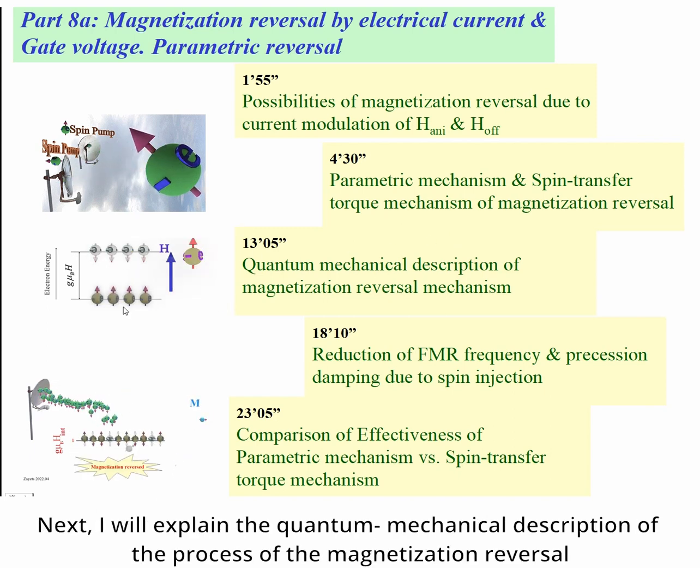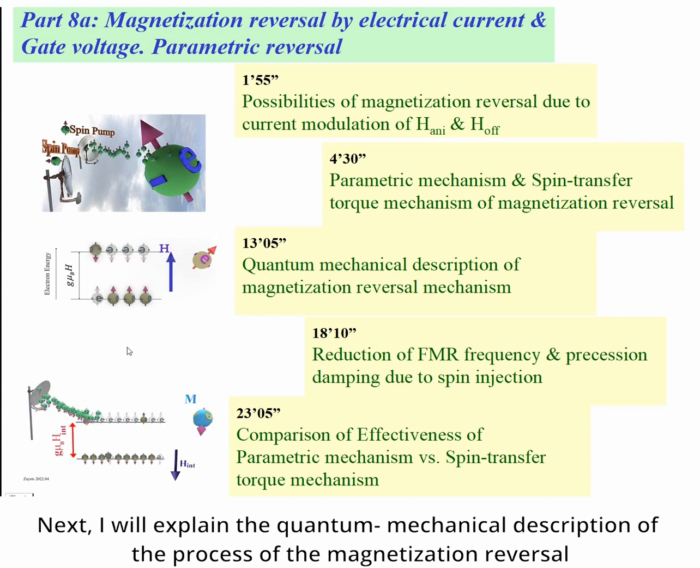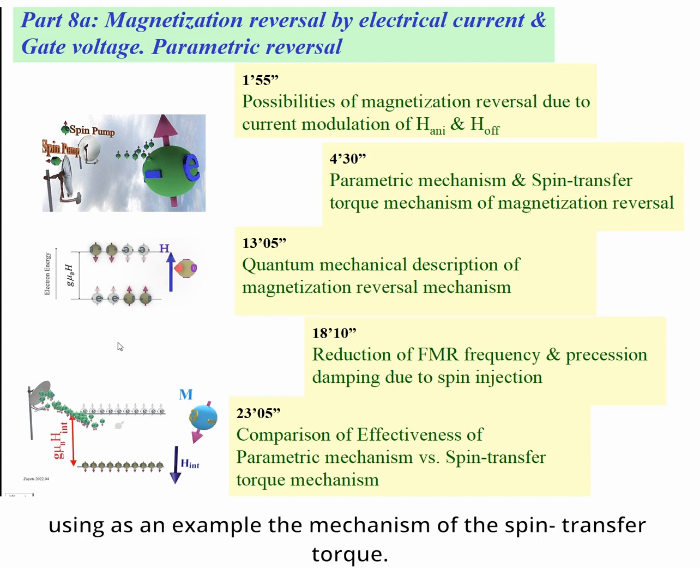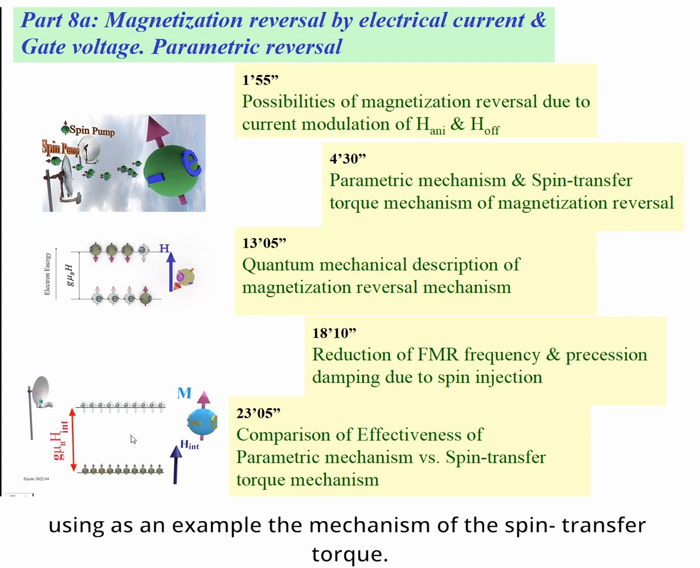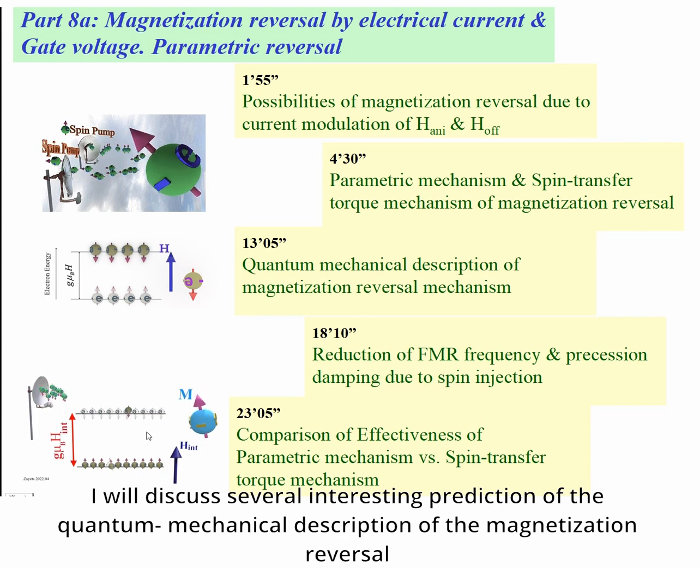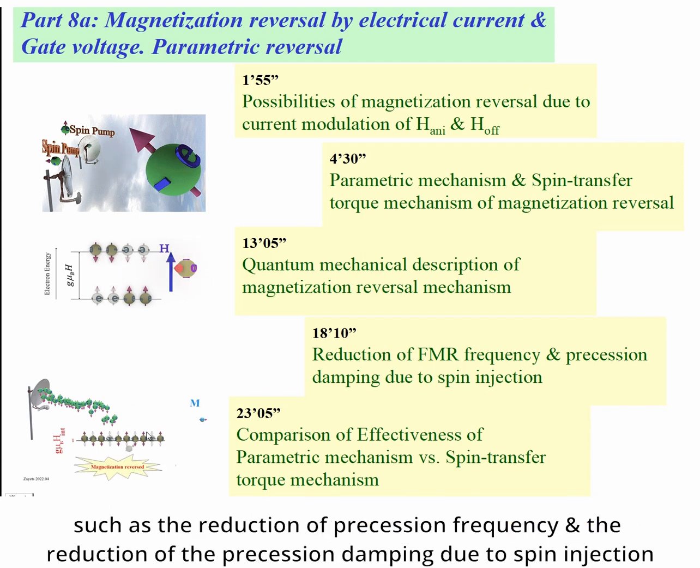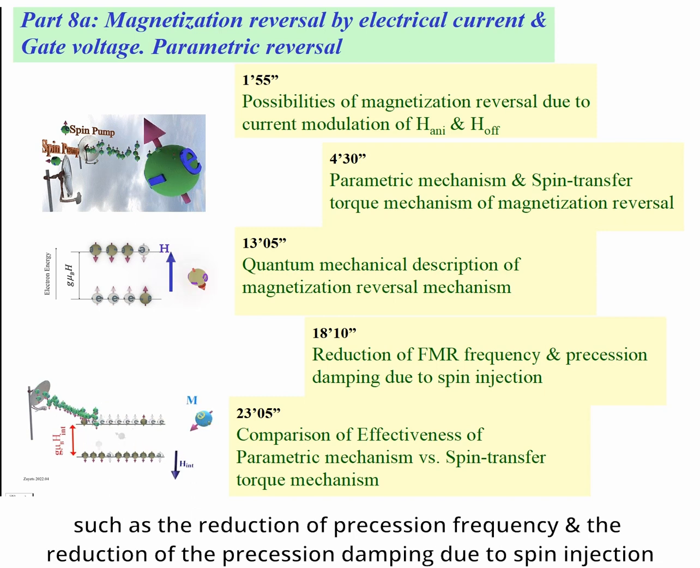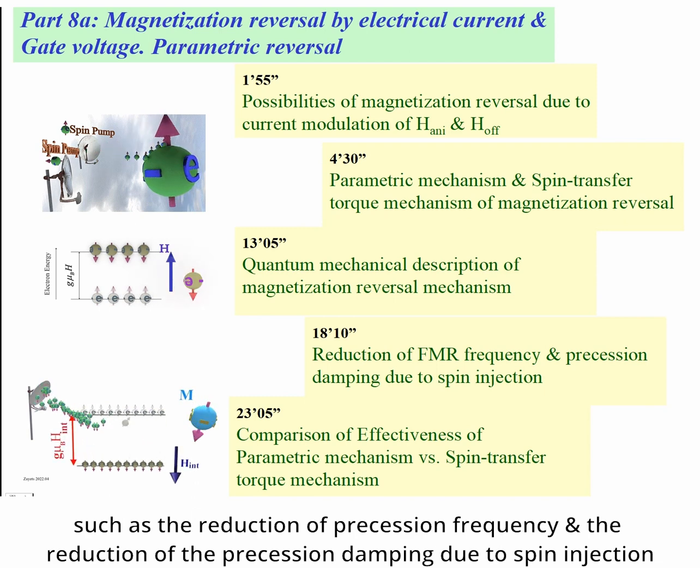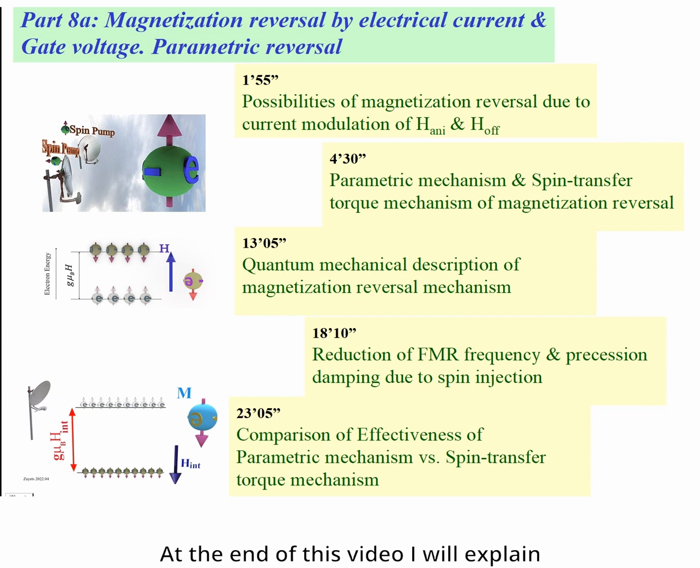Next, I will explain the quantum mechanical description of the process of magnetization reversal, using as example a mechanism of spin transfer torque. I will discuss several interesting predictions of quantum mechanical description of magnetization reversal, such as reduction of precession frequency and the reduction of the precession damping due to the spin injection.